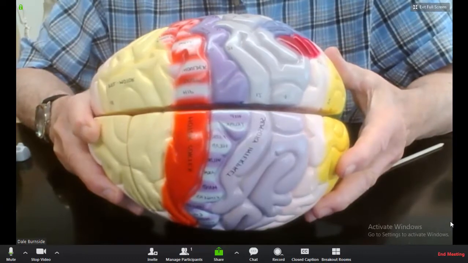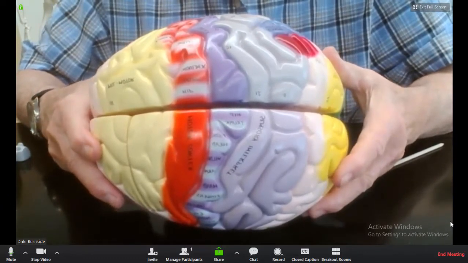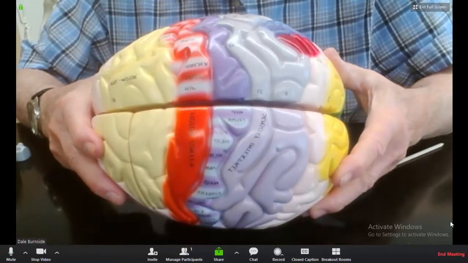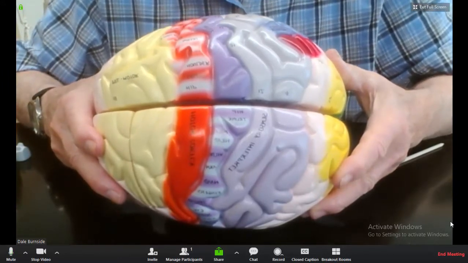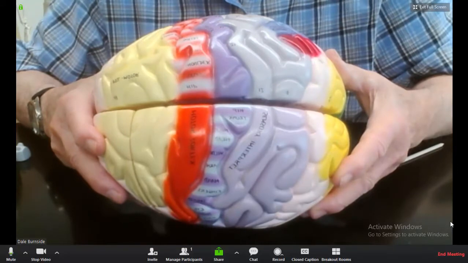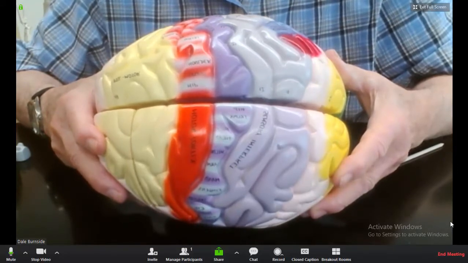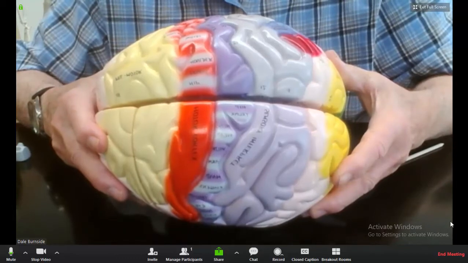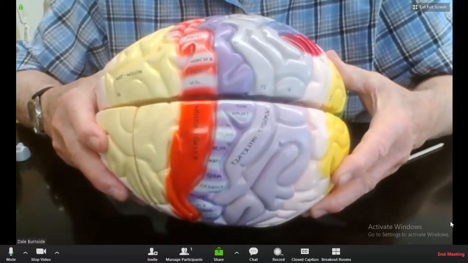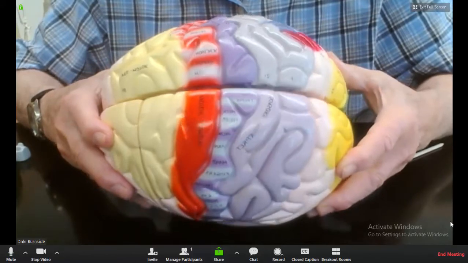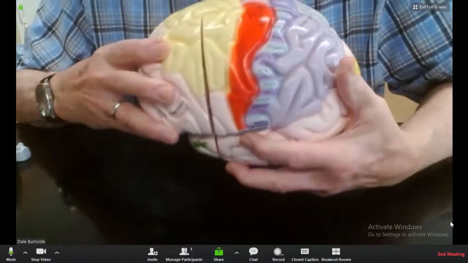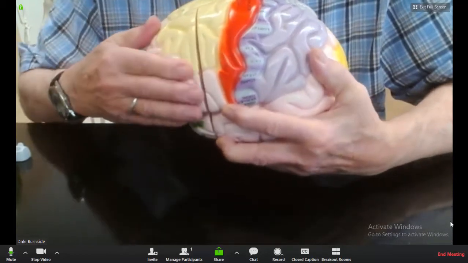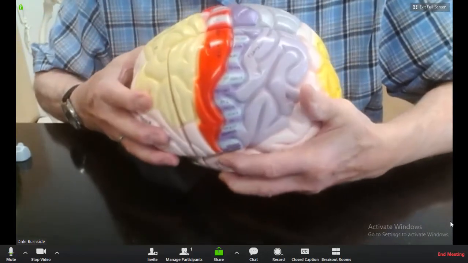Okay. Now, while we're on the outside of the brain, the first thing we want to do is to take a look at the different lobes of the cerebrum. We'll look at these several times because they have different functions and they're different structural components of the brain. But as you might guess, the front of the brain, that lobe is called the frontal lobe.